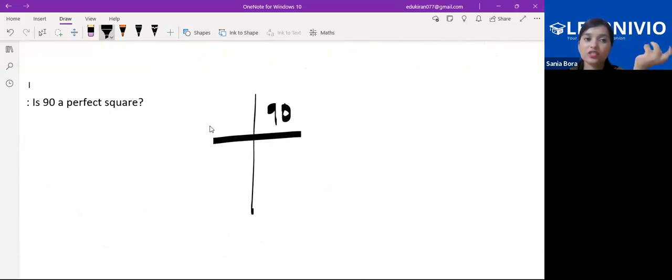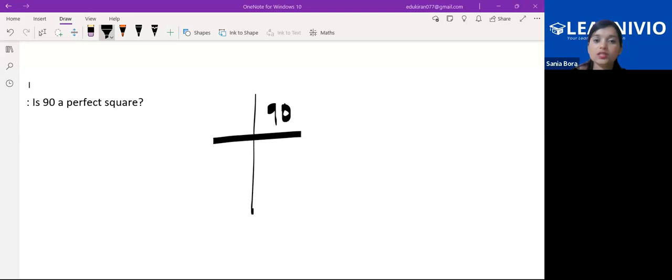90, do the prime factorization. If any pair is missing, then it is not a perfect square. But if you get all the pairs, then it is a perfect square. So do it and tell me the answer whether it's a perfect square or not. Ma'am, it's not a perfect square. Okay, others? It's not, ma'am. Not a perfect square? Okay. It's not a perfect square.